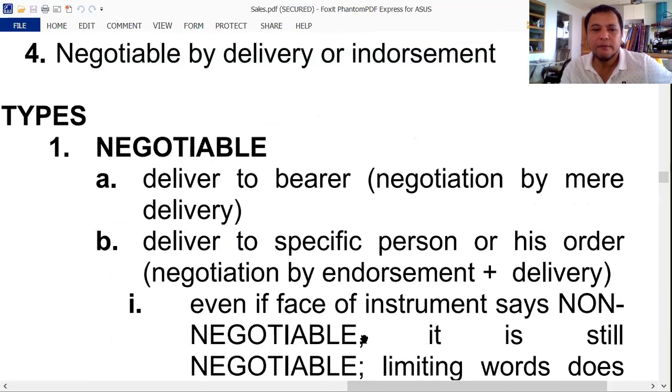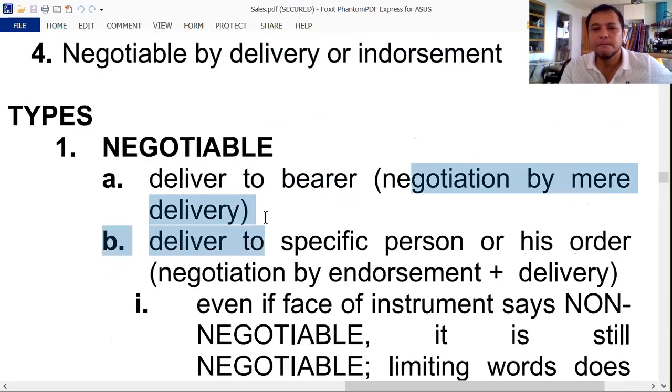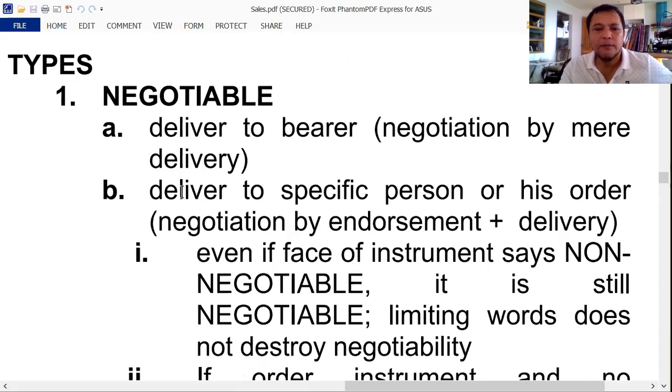So let's go to the types of endorsement. As I already discussed, if it is in blank or deliverable to the bearer, meaning whoever is in possession, the bearer, this can be negotiated by mere delivery. Or if it is deliverable to a specific person, with a special name written in the document of title, then to his order, then negotiation must be made by endorsement plus delivery.